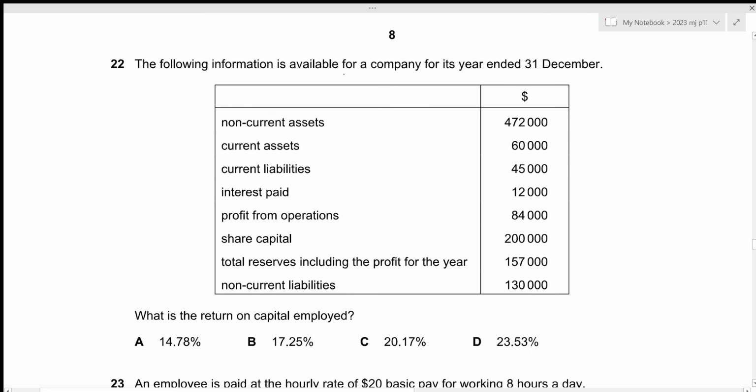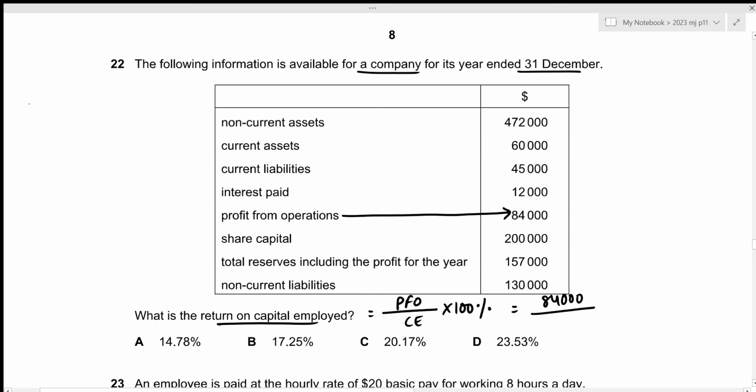The following information is available for a company for its year ended 31st December. Alright, we need to figure out the return on capital employed. The formula is profit from operations divided by capital employed multiplied by 100%. Okay, we're given profit from operations right here, that's 84,000.